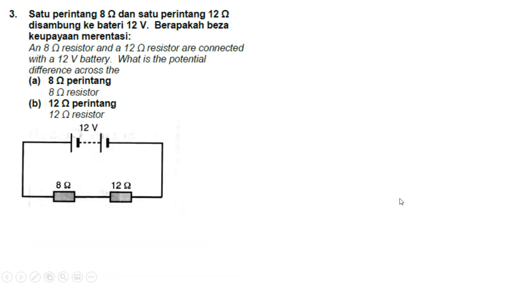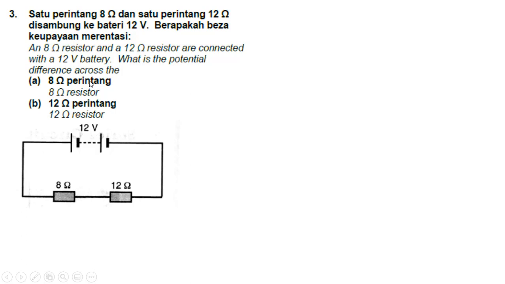Alright, let's try another question regarding series circuits. We have an 8 ohm resistor and a 12 ohm resistor connected with a 12 volt battery. First question, what is the potential difference across the 8 ohm resistor and the 12 ohm resistor? We have 12 volt. Since the resistances are not the same, we cannot divide 12 by 2. So we have to use the formula.